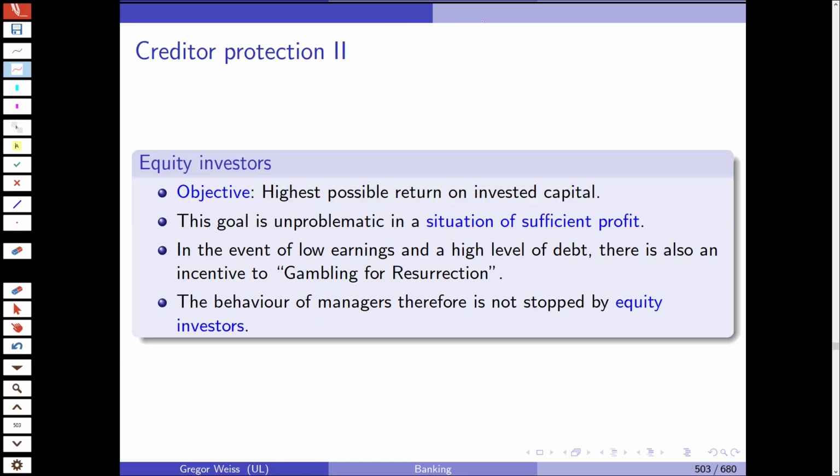Okay. Equity investors, what are they interested in? They have as their main objective the highest possible return on invested capital. This goal is unproblematic in a situation where we have sufficient profits. In the event of low earnings and a high level of debt, we've seen, just like with managers, they have the same incentive if they are paid out based on shareholders' return. We also have an incentive to gamble for resurrection, and the behavior of managers is not stopped by equity investors. So shareholders and managers will gamble for resurrection. They have the same incentive.